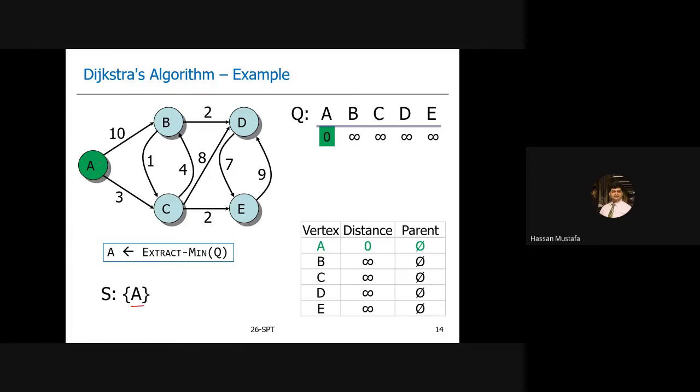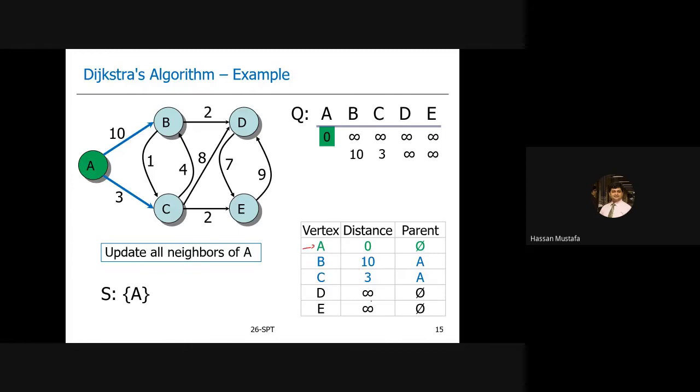Now from this vertex, we update the cost of the adjacent nodes after comparing the current cost with the new cost. The cost of node A is 0, and the cost to reach node C would be 0 plus 3, that is 3. The initial cost of C is infinity, and we are comparing this with the value 3. For node B, the initial cost is infinity, and we are comparing this with 0 plus 10, that is 10. Both new values are smaller than infinity, so we would update the costs of B and C. This A node is now processed.